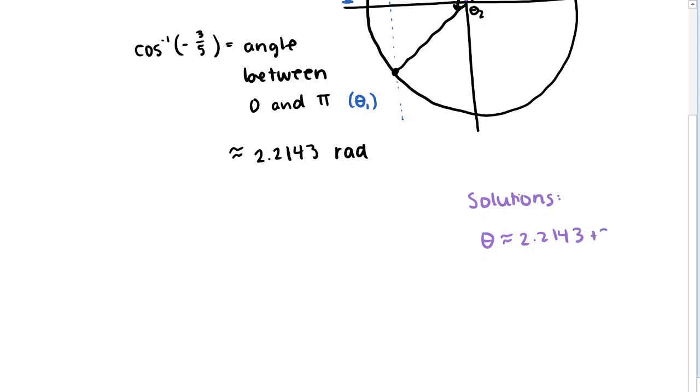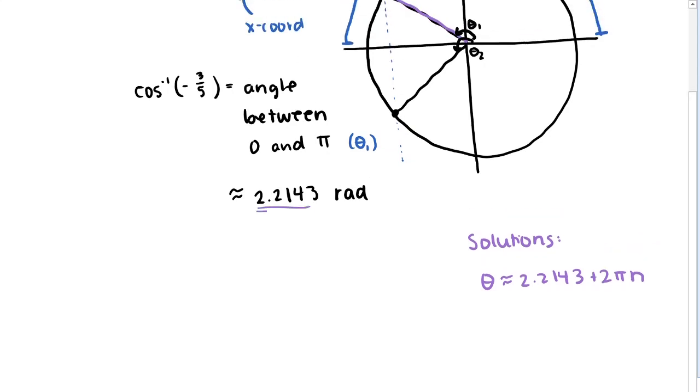2.2143 plus 2 pi n. And so, right, I'm saying approximately here because this is some truncation of what we computed with the calculator. I cut off the end values of this long decimal, and so it's only approximately the right result.